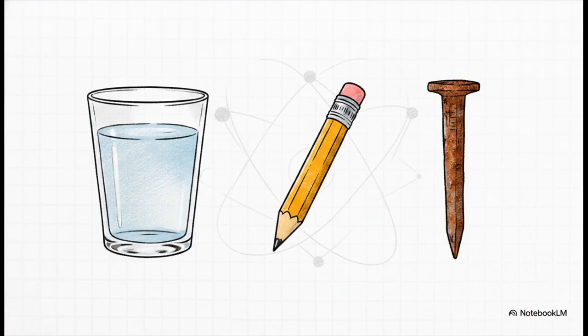I mean, think about a glass of plain water, a standard wooden pencil, or maybe a rusty iron nail. They seem completely different, right? But they actually all share a pretty remarkable invisible architecture. And uncovering that architecture is exactly what we're going to do today.